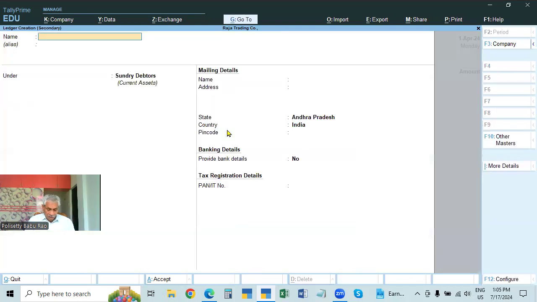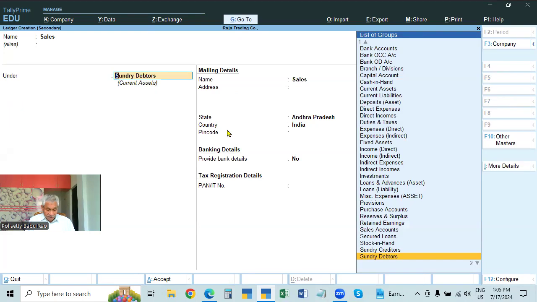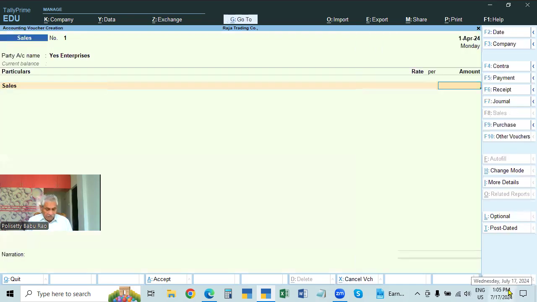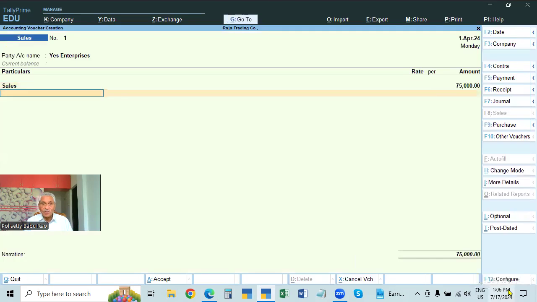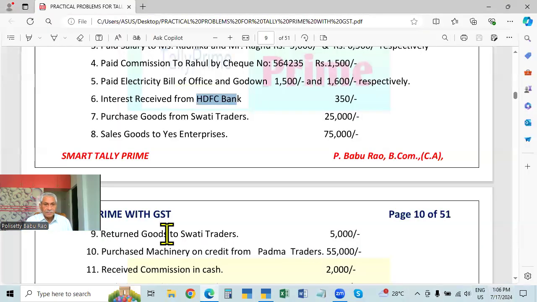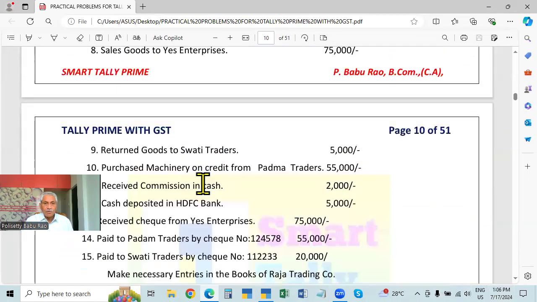Here we have sold the goods. We have to get the sales account. It comes under the sales account. This is the sales ledger, and this is the group. Sales account is the group, and here what is the amount sold? 75,000 rupees we sold. So we can write here, goods sold on credit. So we write sold on credit.